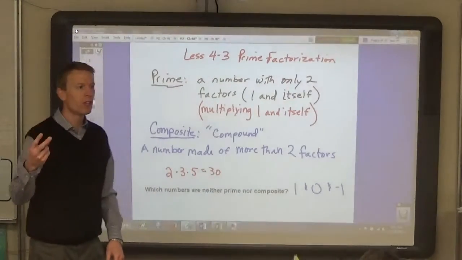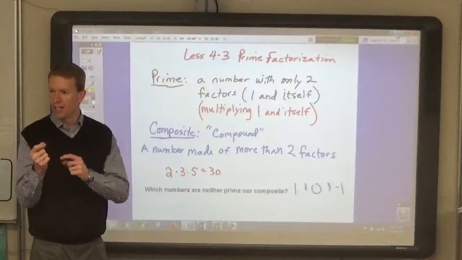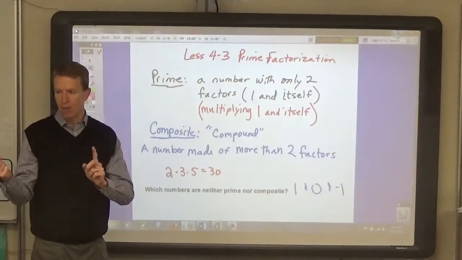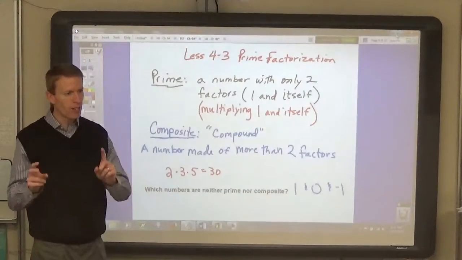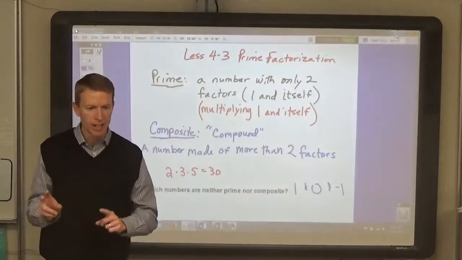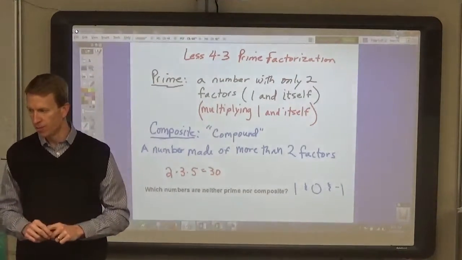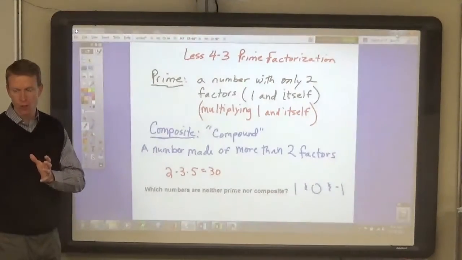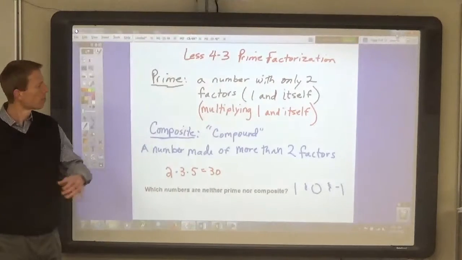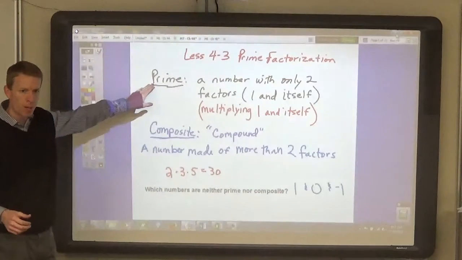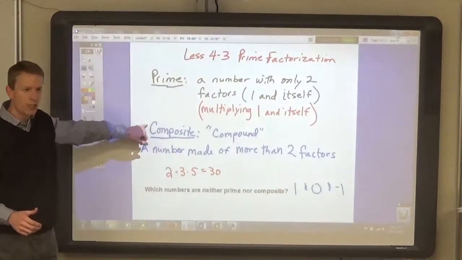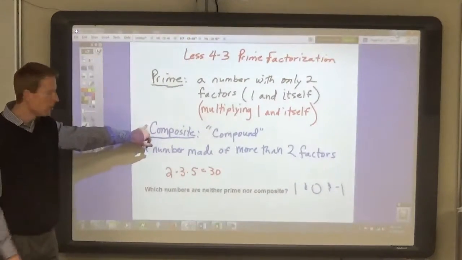So the only way you can make a prime number by multiplying is by using the number 1 and whatever prime number you're talking about. So the only way you can make 2 is by multiplying 1 and 2. 1 times 2 is 2. You can't use any other numbers to make 2 when multiplying. That's the definition of a prime number: there are only 2 factors, so only 2 numbers that go into that number evenly.